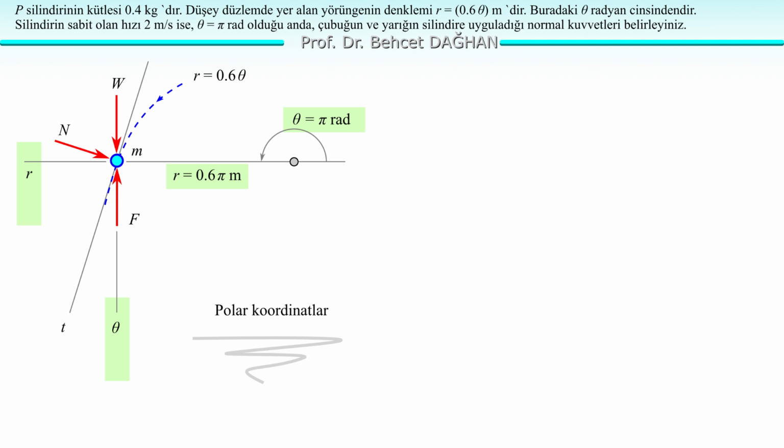The theta axis is positive in the direction of the increase of the theta angle. It is perpendicular to the r-axis. That is, it is positive downwards as shown in the figure. It is vertical. The r-axis is horizontal, the theta axis is vertical. Polar coordinates are as follows. We know the values of r and theta at a given instant. We consider theta to be pi radians. So if we substitute pi for theta, we get r equals 0.6 pi meters. The r coordinate is equal to 0.6 pi meters. Now let's show the accelerations.